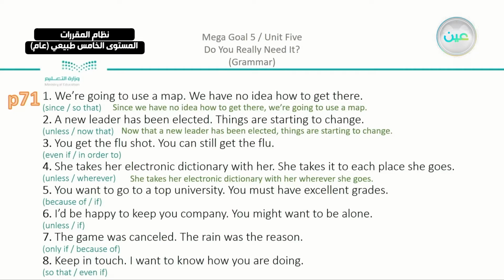We're going to use a map, and the other one, we have no idea how to get there. So I know that we have here 2 sentences because there are full stops. The conjunctions given are since and so that. So here I'm going to just use one. Since we have no idea how to get there, we're going to use a map. And note that I changed the full stop into a comma to join the sentences together.